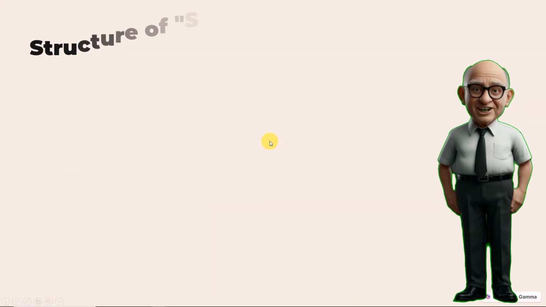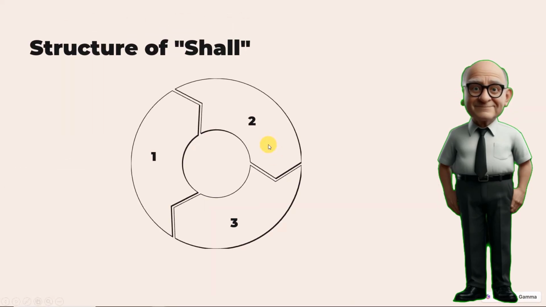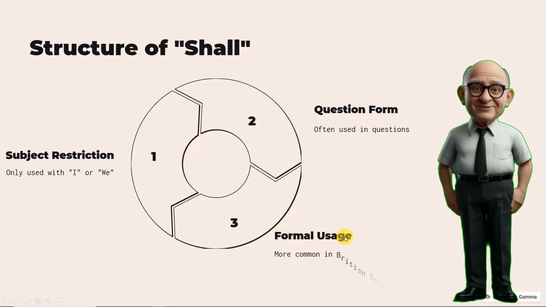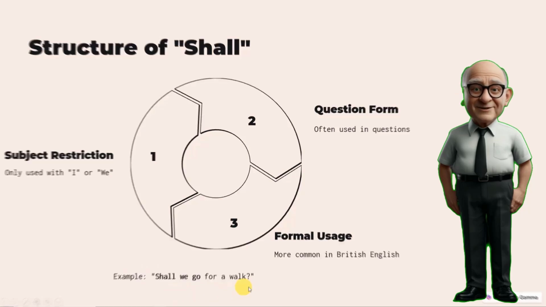Okay, and let's look at the structure of shall. Right, here you can see we've got three things coming up. Subject restriction: only used with I or we. Important to remember that, right? Question form: often used in questions. Formal usage: more common in British English. Example: shall we go for a walk? Shall I close the window? Shall I buy you an ice cream?